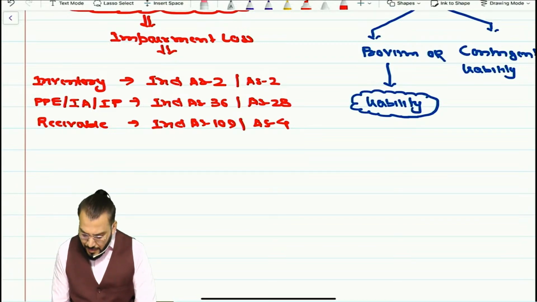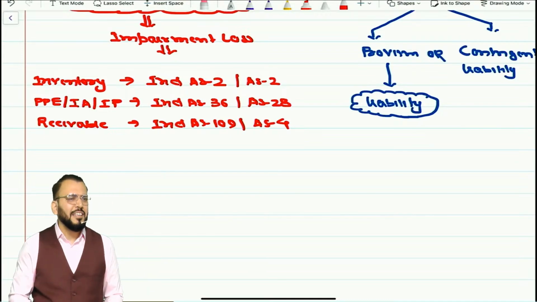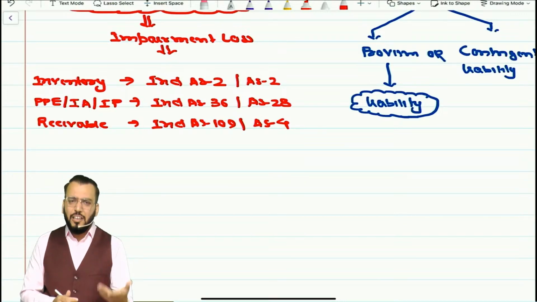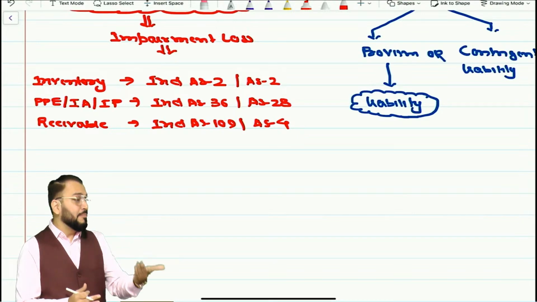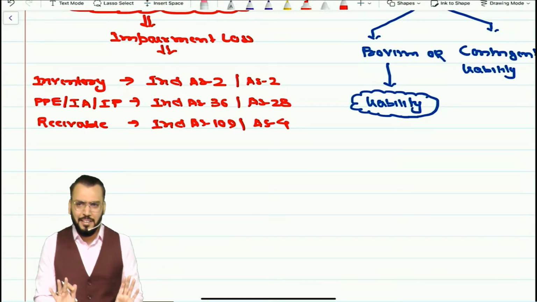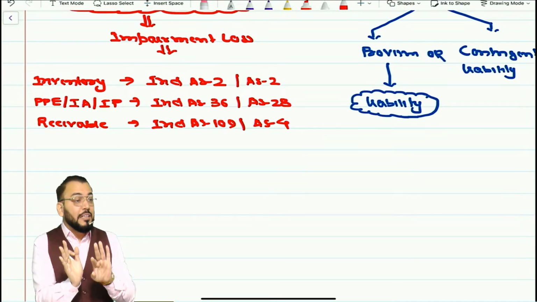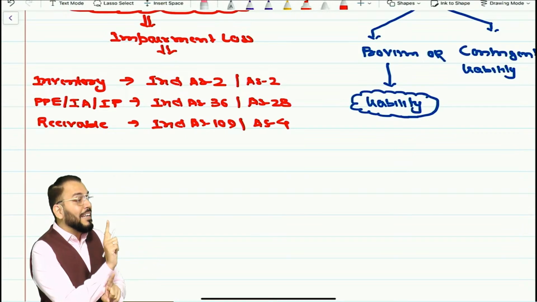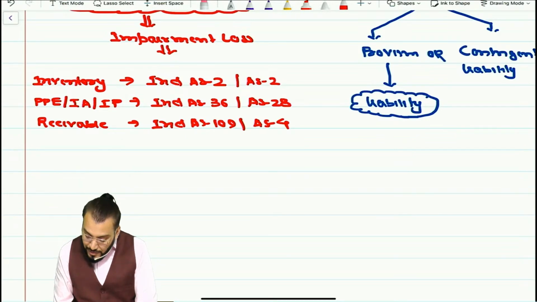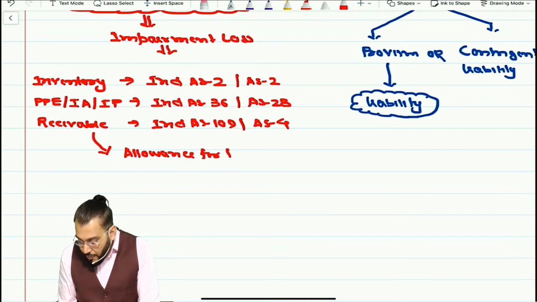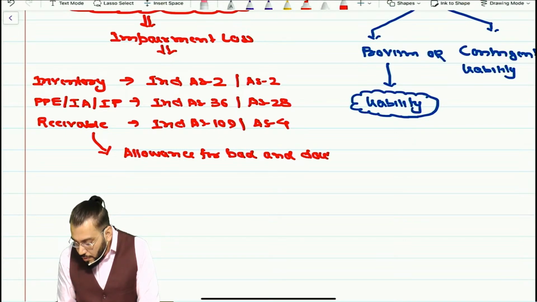Got it? Correct? Right now there are other assets also, but I am not writing other assets because you will not be able to understand. For example, there are biological assets, a new term in your life, and other investments, like investment in equity shares, etc. That I am not writing. All impairment loss of any asset will be covered under a specific standard, not under Ind AS 37. One thing you have understood: for these, we'll now create allowance for bad and doubtful debt.